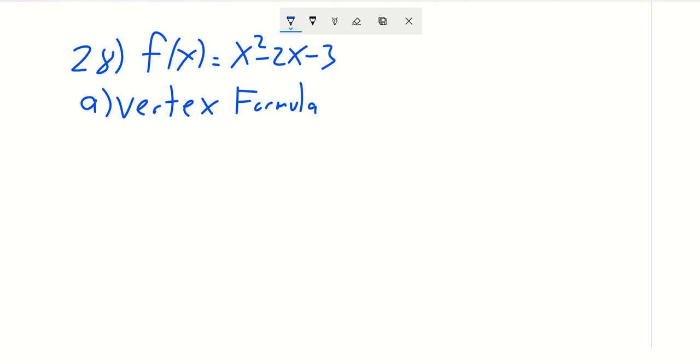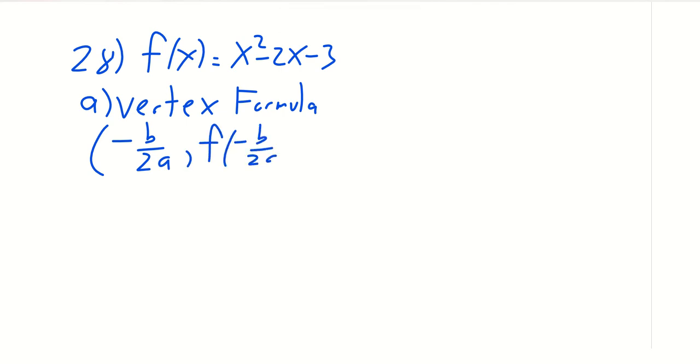We also use it for quadratic applications. Please make sure you know this. The x-coordinate of the vertex is at negative b over 2a, and the y-coordinate of the vertex is going to be at f of negative b over 2a. Here, in standard form, we see that a is 1, b is negative 2, and c is negative 3. But c is going to be negative 3.